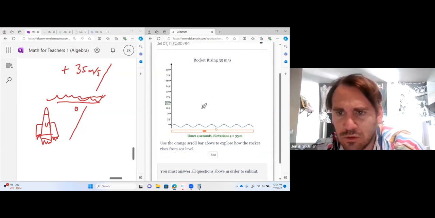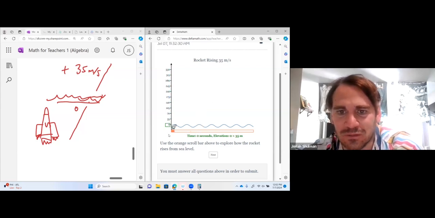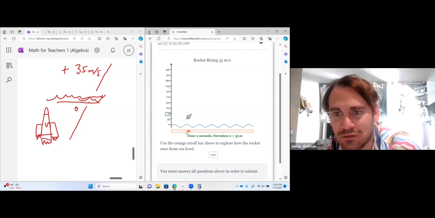Woo! Ours looks just like their picture. Cool. So every second it goes another 35 meters. So at time 0, we should be at 0. At time 1, we went 35 meters. Time 2, we went another 35 meters. That's why we're at 70. At time 3, we went another 35 meters. That's why we're at 3 times 35, which is 105.